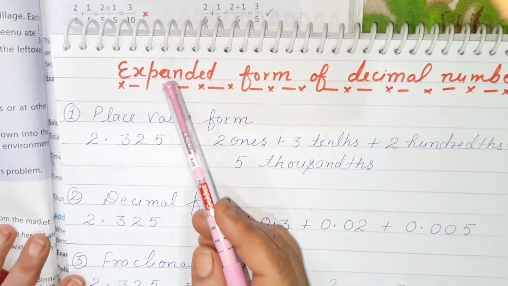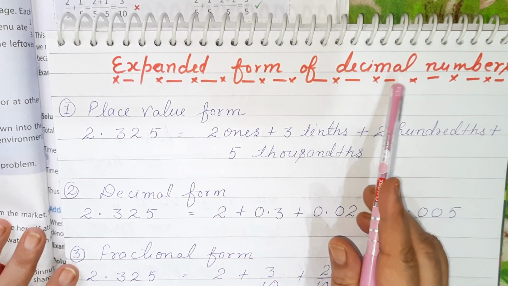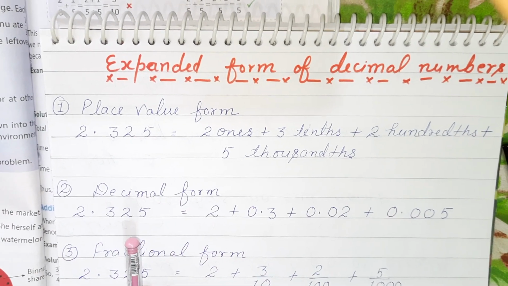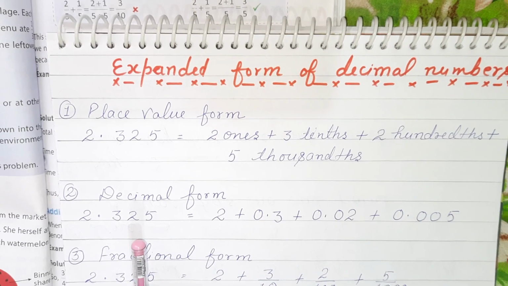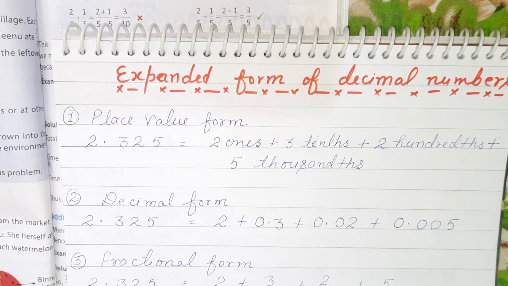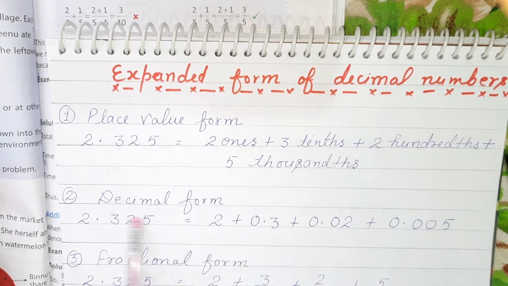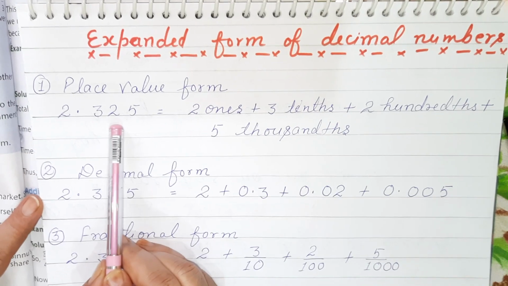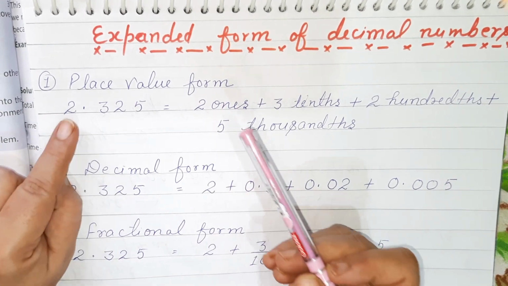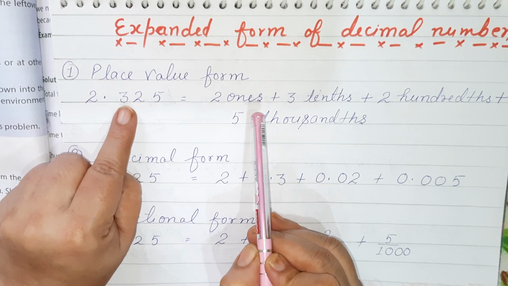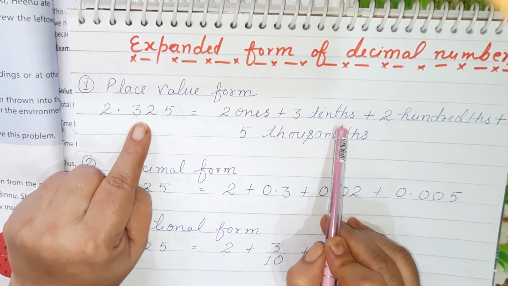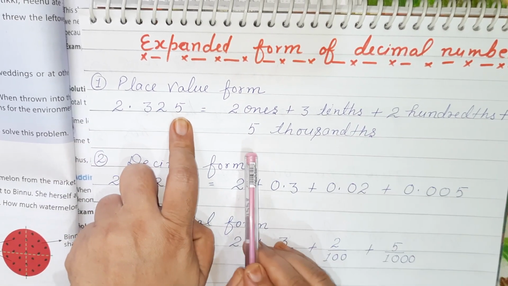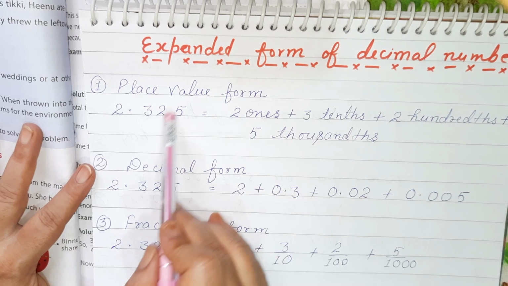Now the next point is the expanded form of decimal numbers. Students, we can expand a decimal number in 3 ways: place value form, decimal form and fractional form. See, my number is 2.325. Now in place value form, 2 is 2 ones, 3 tenths, 2 hundredths, as I told you, and the last one is 5 thousandths. It is our place value form.